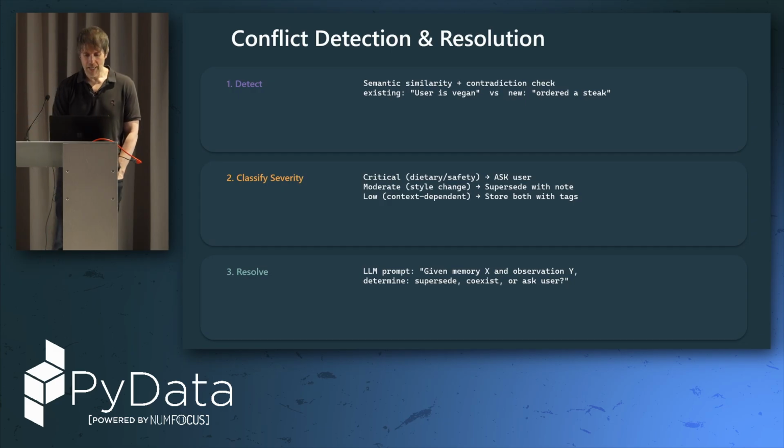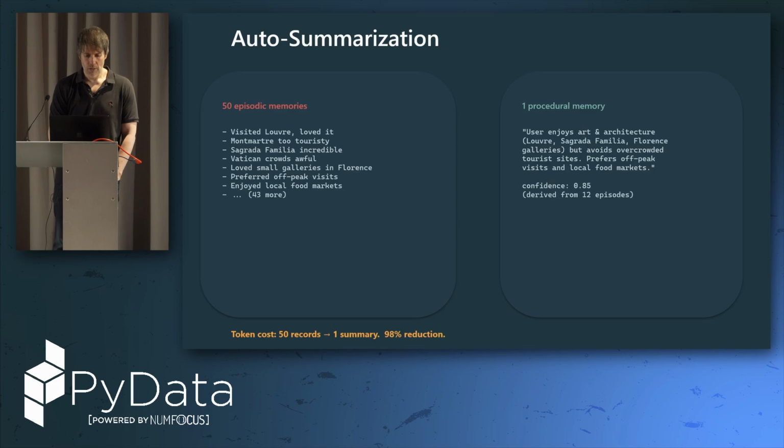If it's not continually expressed. And then if it's context dependent, then we might store both with tags. And again, that will also fall down the pecking order in terms of recency if it's not reinforced. And then eventually the LLM will resolve it at some point. Given memory X and observation Y, determine whether we supersede it, coexist, or ask the user. And so then there should be an explicit function for that. And then auto-summarization, which I've already alluded to: if you have 50 episodic memories, eventually we want to compress that into a procedural memory if there are common patterns, and this is happening all the time in the background in this particular implementation and others like it.